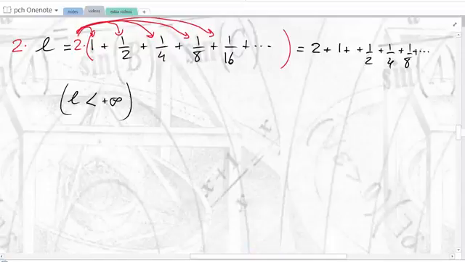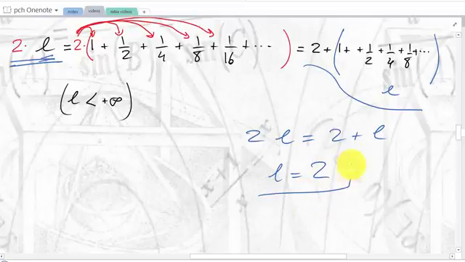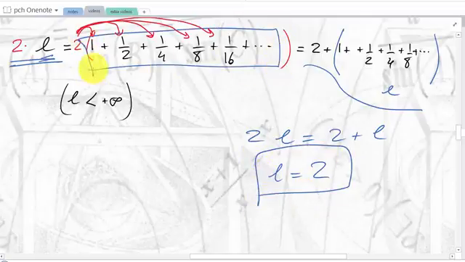And lo and behold, what is this? This is the sum you called L, right? This is L right here. So look at the equation you have. You have 2L equals 2 plus L. Therefore, L equals 2. If this sum is finite, it's equal to 2.